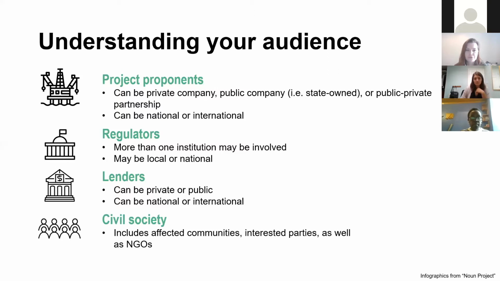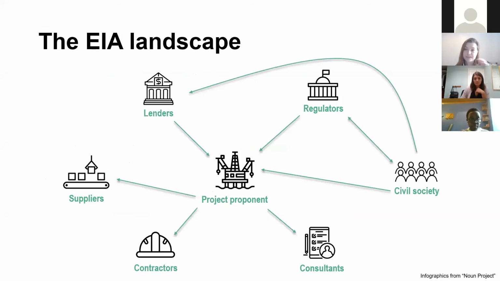So these are your 4 main audiences, but then you really need to know how they interact, and this is quite a simplistic slide of interactions, but in general you can start to see through the arrows where the interactions occur. So the EIA landscape sits in a big bubble or sphere around the project. So your project proponent sits in the center largely, and they're the ones that are in charge of organizing the suppliers and consultants and the contractors.